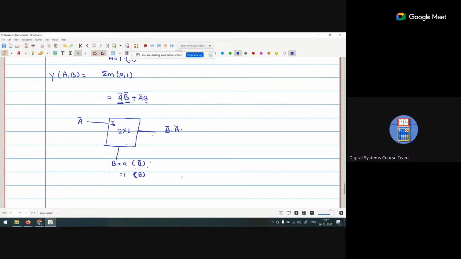Second is when B is 1. So what is I1? Again, it is A bar. So when B is 1, I1 is passed to the output, and that I1 is A bar. Okay, this is the one way.